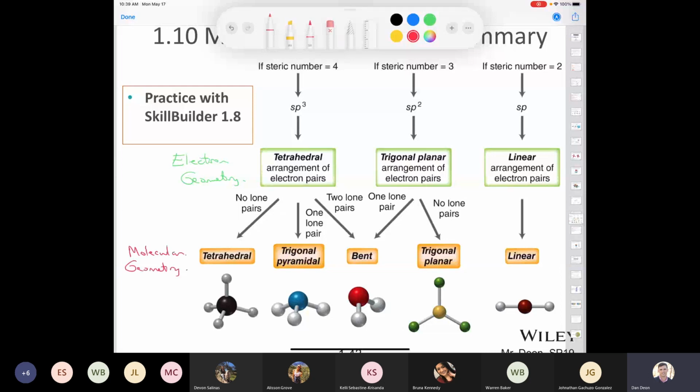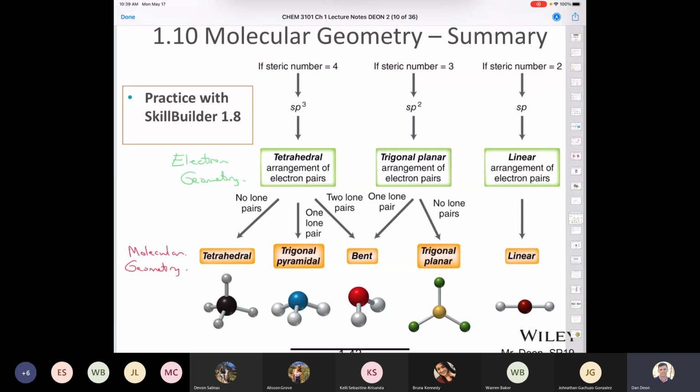Okay, if you have a steric number of 3, you have a trigonal planar electron geometry no matter what. But if you have 1 lone pair, you have a bent geometry, and if you have no lone pairs, it's trigonal planar. If you have sp hybridization, your electron geometry is going to be linear, and you won't have any lone pairs, it's just going to be linear all the time. All right, there we go.